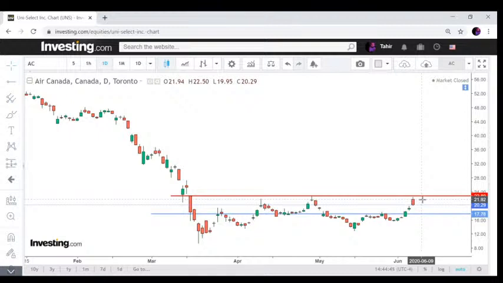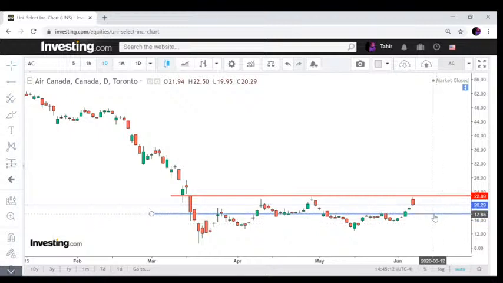I'm not talking about the high. If it makes a high of maybe 23, that's not important. It can make a high of maybe 24, but the important thing is where it closes. If it makes a high of 24 but it closes below 22.89, then it will not be considered a breakout of resistance. So you need to wait for the breakout. If it breaks out, it's very good and it will go further up.